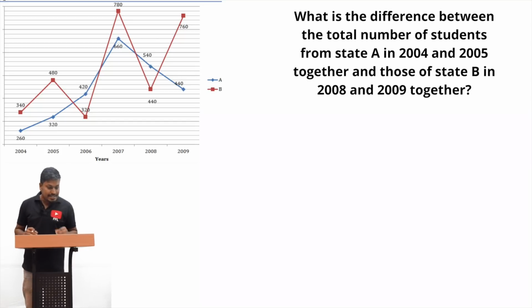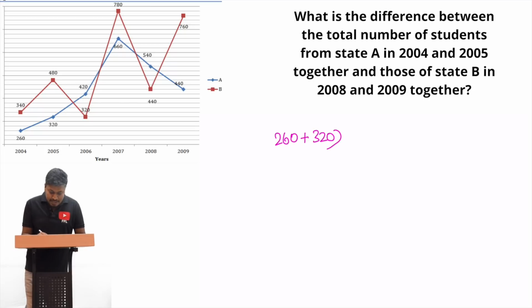What is the difference between the total number of students from state A in 2004? So we have to find the difference, right? So look at the chart. State A in 2004 will be 260, right? So plus 320. So we have to find the difference.